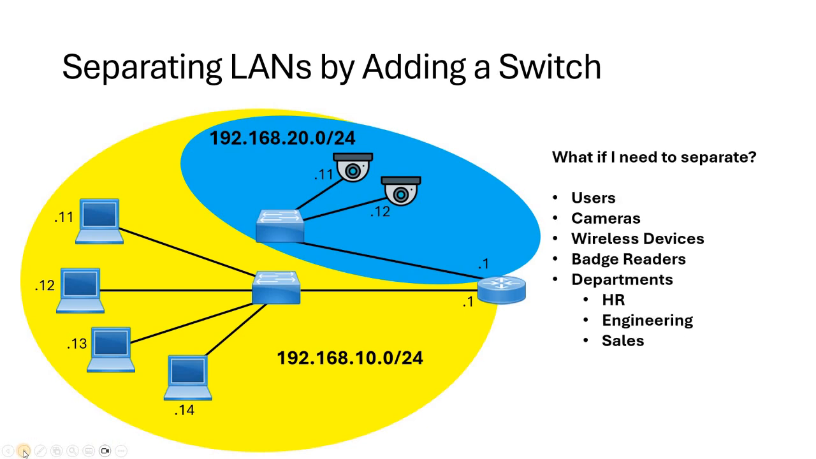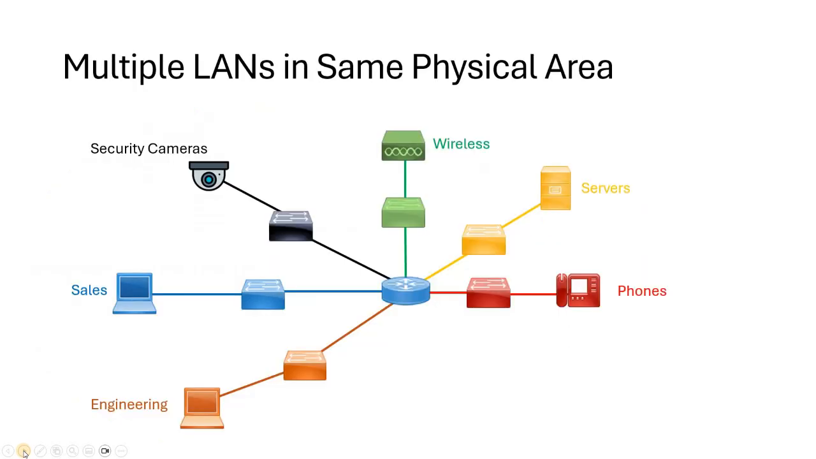What if I need to separate all of these? Users, cameras, wireless devices, badge readers. What if I'm separating by department? HR, engineering, sales. I can be getting a lot of VLANs, and we can run into a situation like this, where I have one router connected to 6 switches to isolate 6 separate networks within the same physical region.